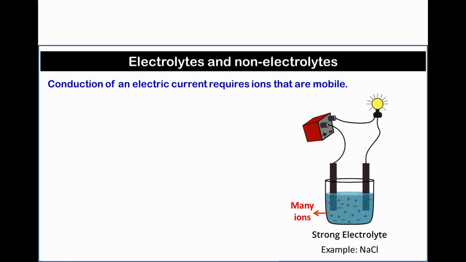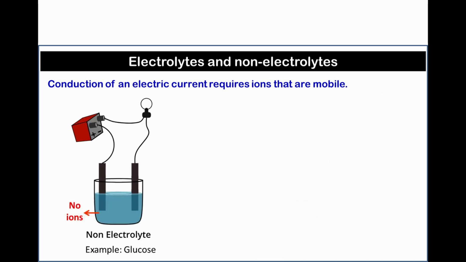Conduction of an electric current requires ions that are mobile. When two electrodes are connected to a battery and a light bulb, and they are dipped into the solution causing the light bulb to glow brightly, it indicates that the solution is a strong electrolyte. A strong electrolyte is a substance that nearly completely dissociates into ions when dissolved in water.